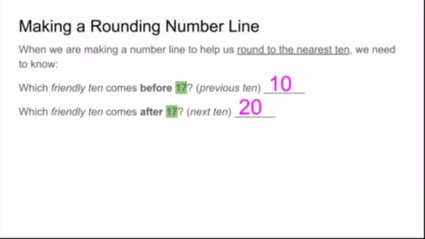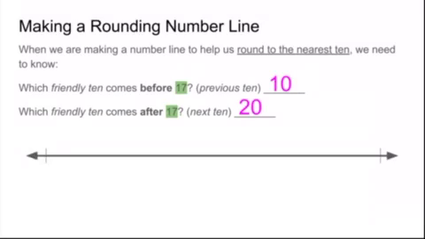All right, so when we make our rounding number line, you're going to start just like any other number line. You're going to have a line with your arrows on either side because numbers keep on going. They don't stop. And then you're going to want to put a little tick mark on the ends to show what is your starting number and what is your ending number. Now, we did all that talk about previous 10 and next 10 because your previous 10 is going to be your starting number. So 10 is going to be our starting number, and our next 10 is going to be your ending number, which is why we're going to put 20 here on the end.